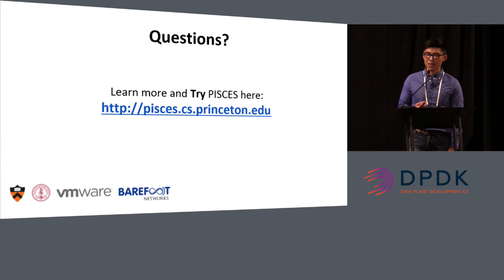So you could learn more and try PISCES here. PISCES is basically a customized version of OVS, as I mentioned before. So you could deploy it in your custom setup, or even for a Mininet setup, and try different protocols and try different applications to run on top of it. This version currently is a research version.